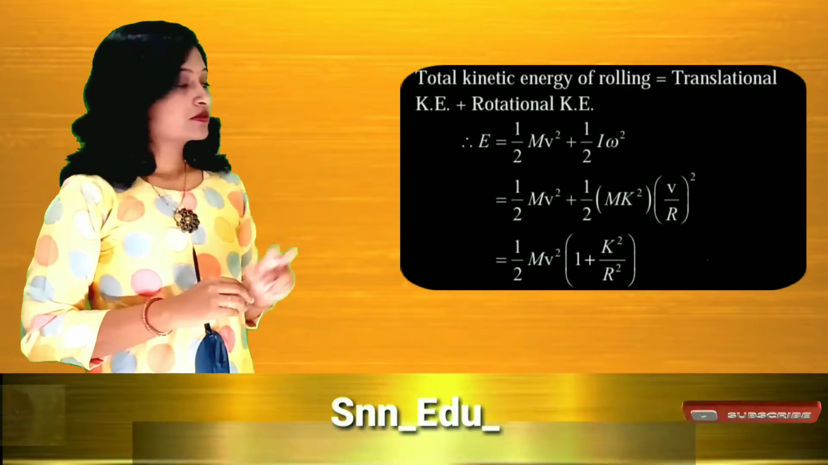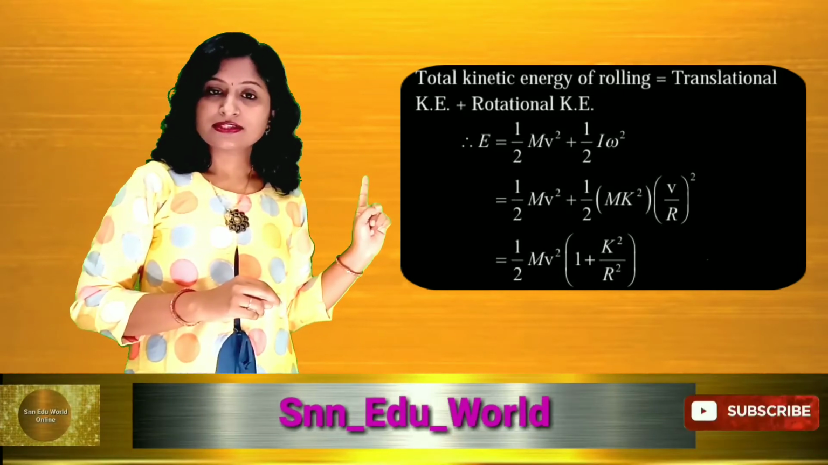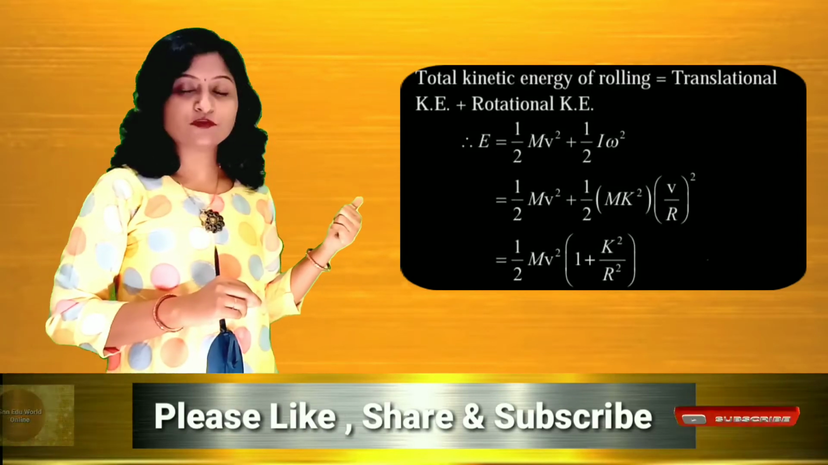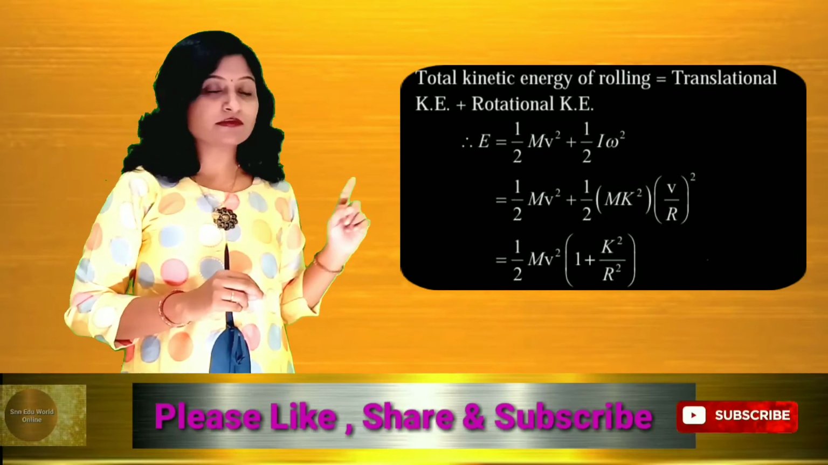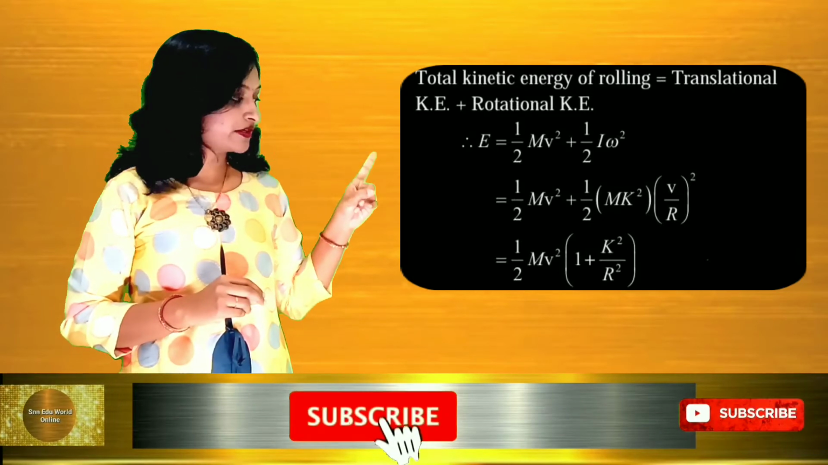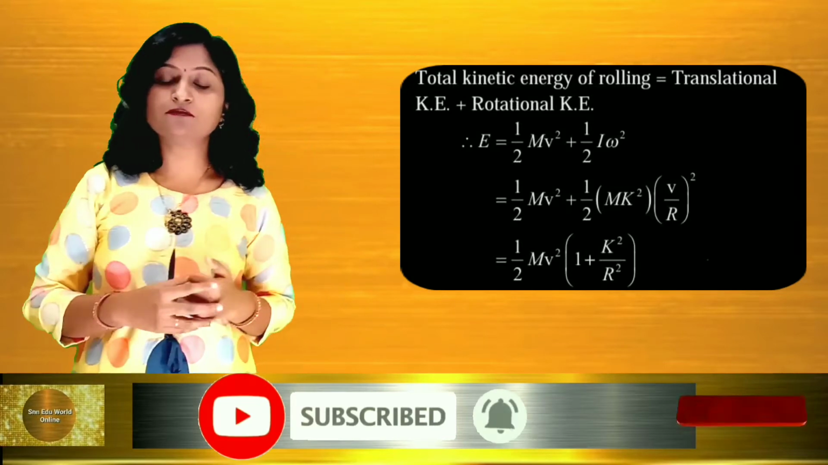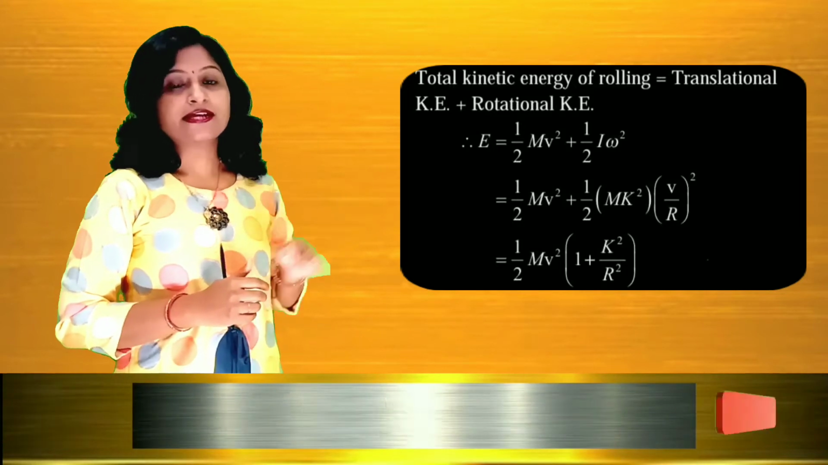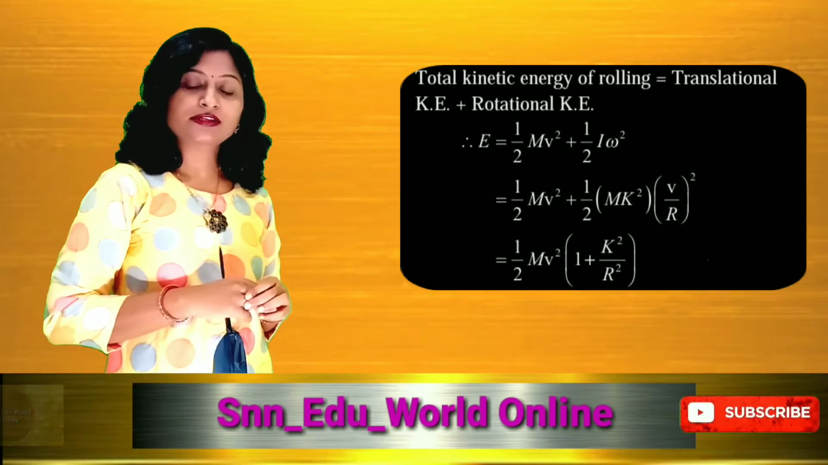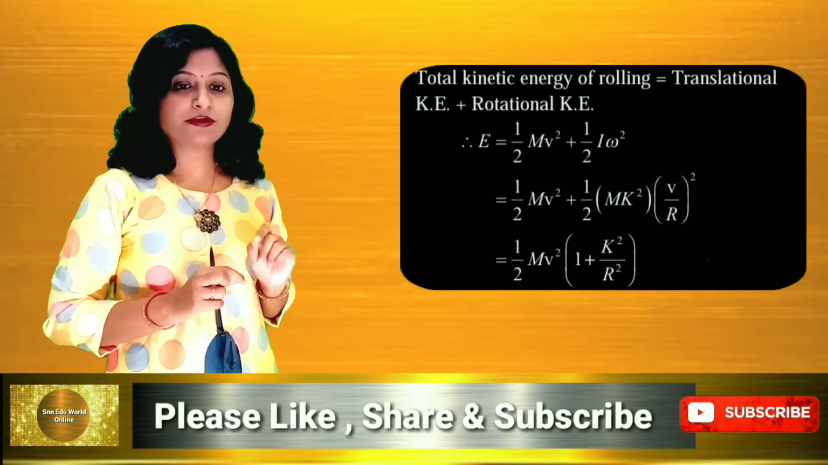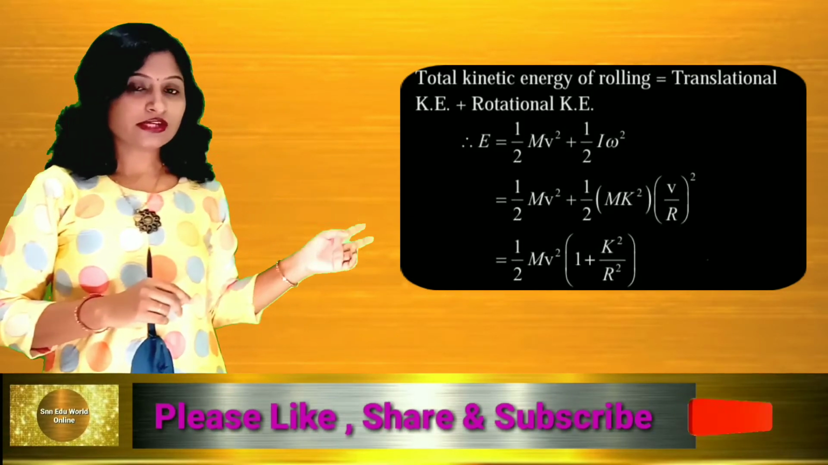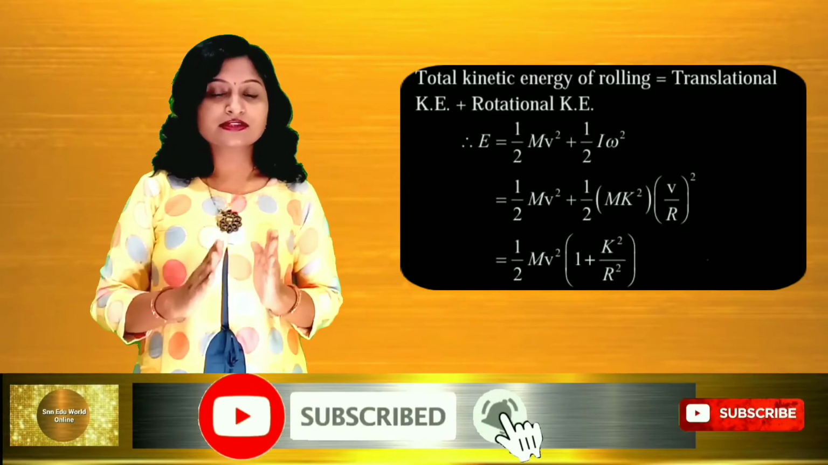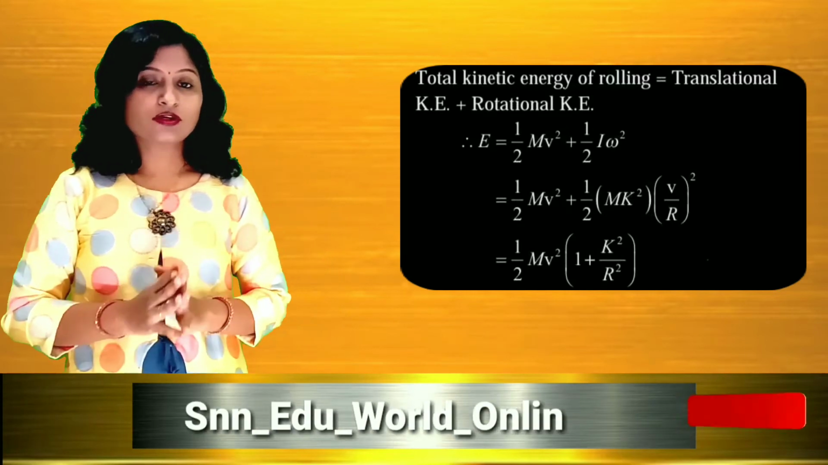Okay, now see both the terms at the RHS: 1/2 mv square is common. So take 1/2 mv square as common. The remaining term in the bracket: from the first term, 1 is remaining, and from the second term, after taking 1/2 mv square common, what remains is only k square divided by r square. So 1/2 mv square into bracket 1 plus k square by r square. This is the kinetic energy for the rolling motion.